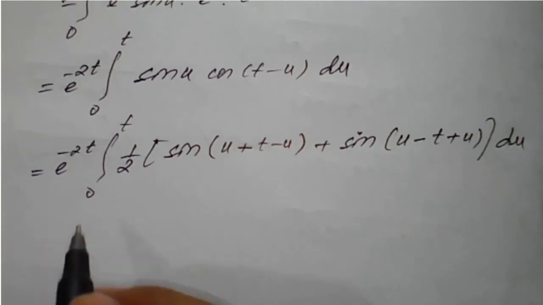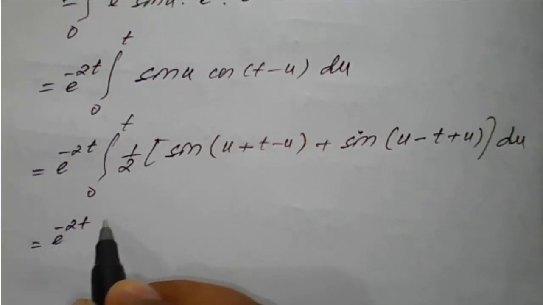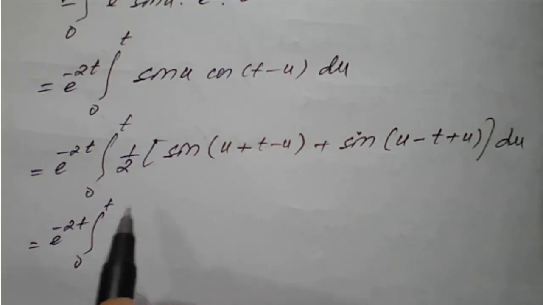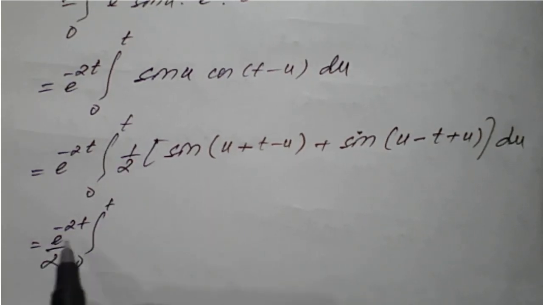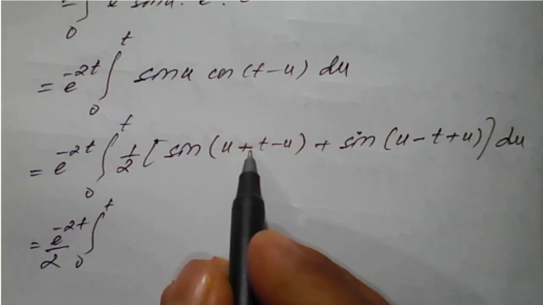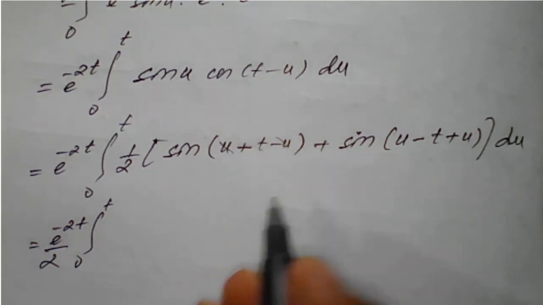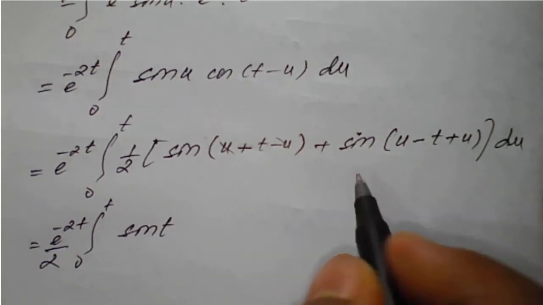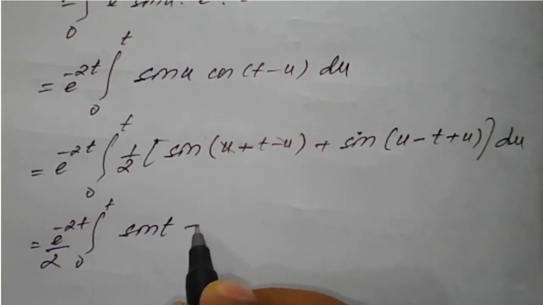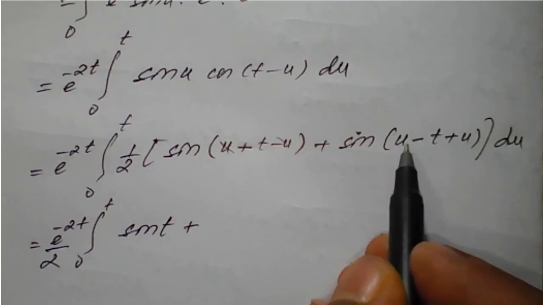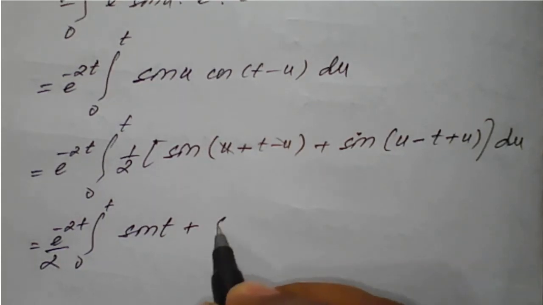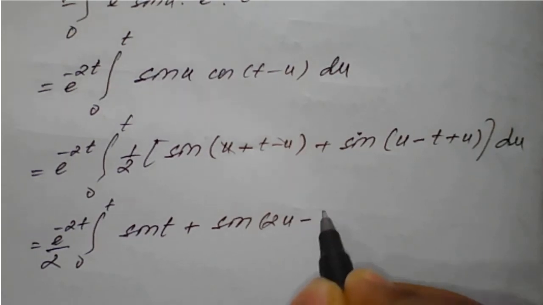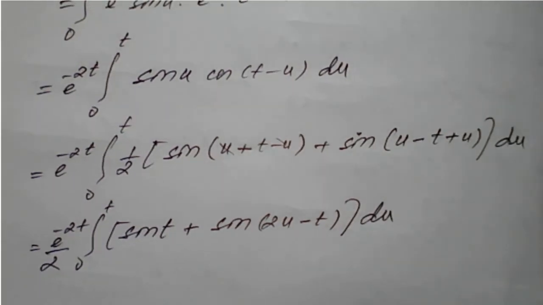Now simplify first, which is nothing but e raised to minus 2t, integration 0 to t. 1 by 2 we will take outside, so sine of t plus u minus u cancels, so sine t is left. Next plus sine of u plus u, which is 2u, minus t, into du. So we got two terms, and we need to integrate both the terms one by one.